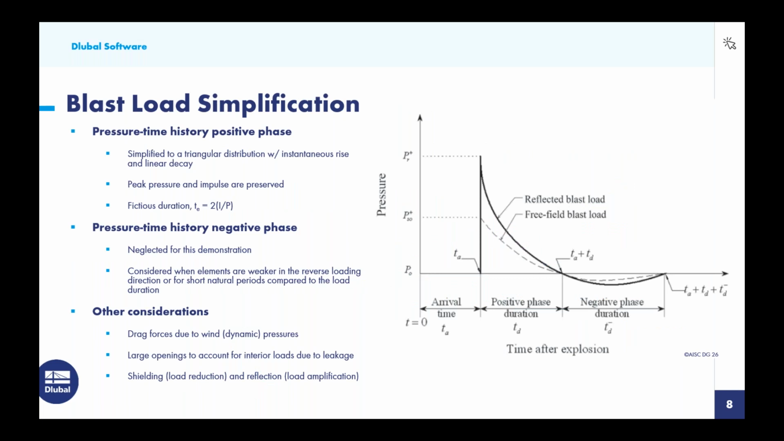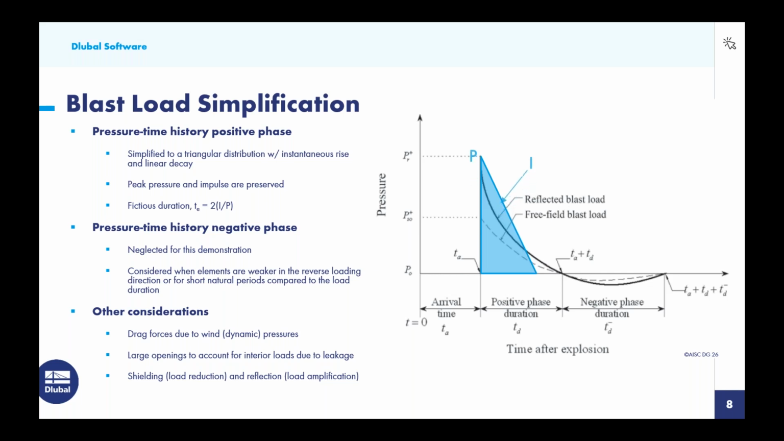So moving on to the blast load simplification. Again, we're primarily referring here to AISC Design Guide 26. Let's first start off with the pressure time history positive phase. What we're going to do here is simplify it to a triangular distribution, but we still want to maintain that instantaneous rise as well as a linear decay. So quite a simple application when we compare it to the more theoretical approach shown in the background here.